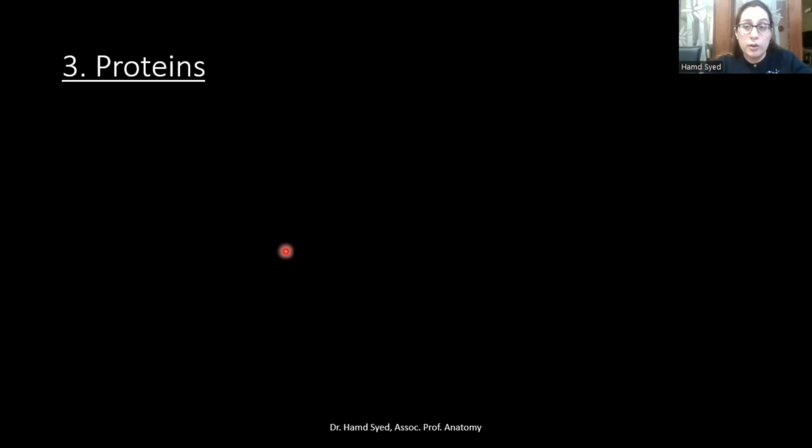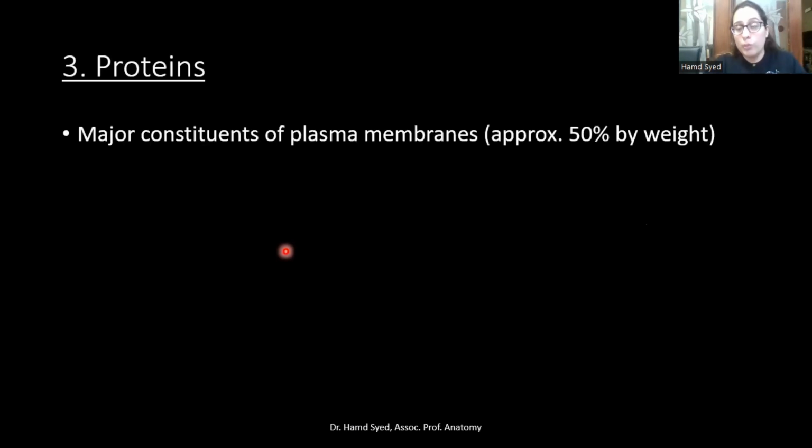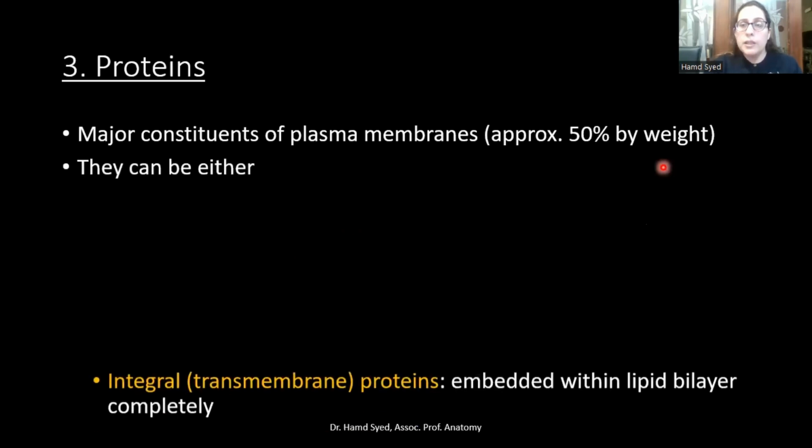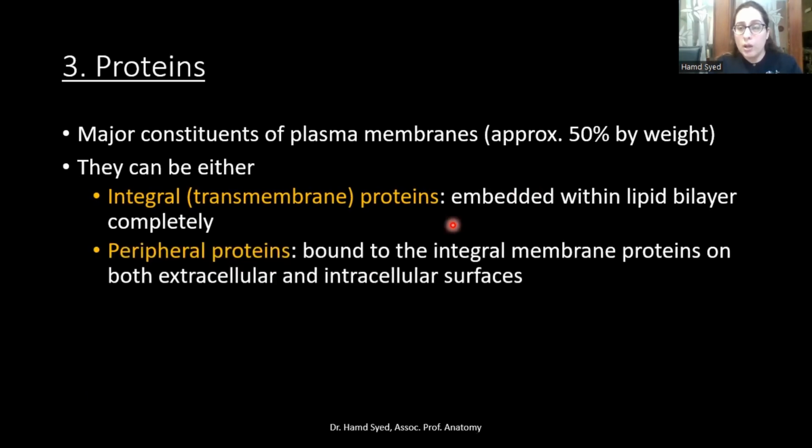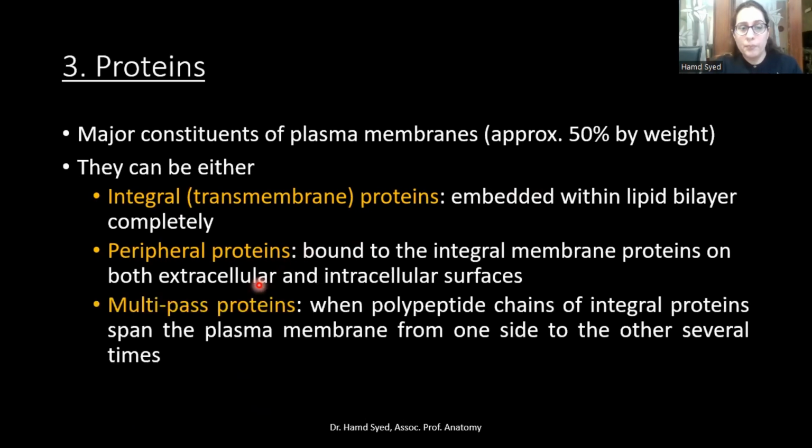Now, the third constituent are the proteins. There are lots of proteins present within plasma membranes, so many that they are making up about 50% by weight of the plasma membrane. And these proteins can either be embedded within the lipid bilayer. In that case, they are called the integral proteins or transmembrane proteins, or they might be bound to the other proteins which are present within the lipid bilayer. In that case, they are known as the peripheral proteins, or they might be multi-pass proteins. When the integral proteins pass through the plasma membrane several times, they are known as the multi-pass proteins.